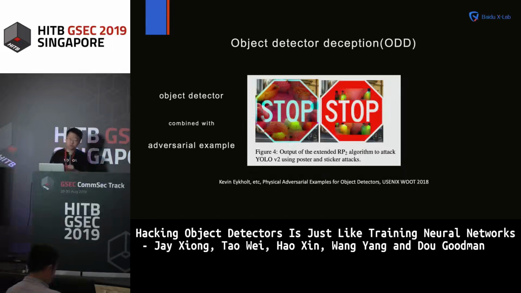So this technique inspired more and more researchers in this area to study what happens if the adversarial phenomenon occurs on object detectors, since they share a very similar architecture. They both consist of several convolutional layers and max pooling. So object detector deception is a combination of object detectors and adversarial examples.